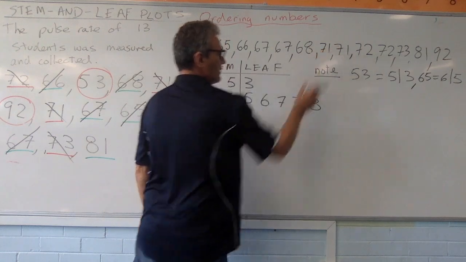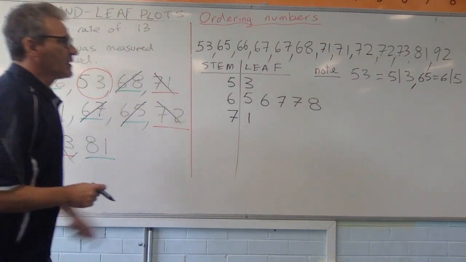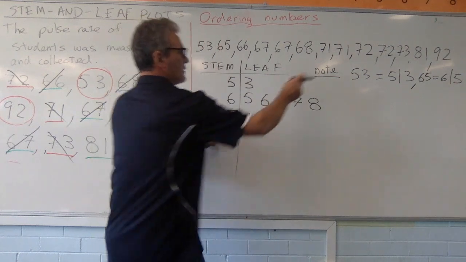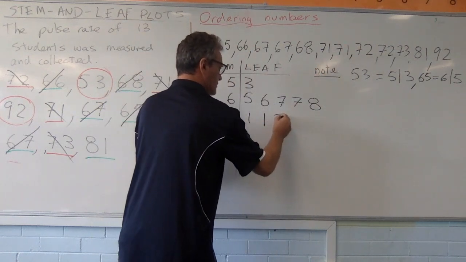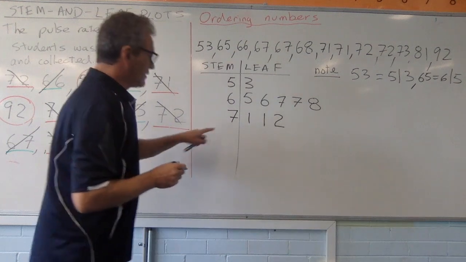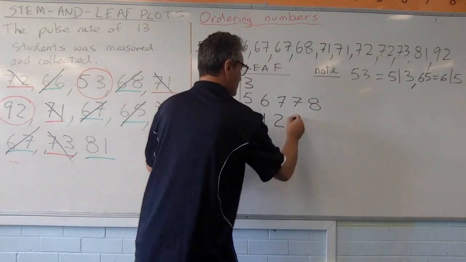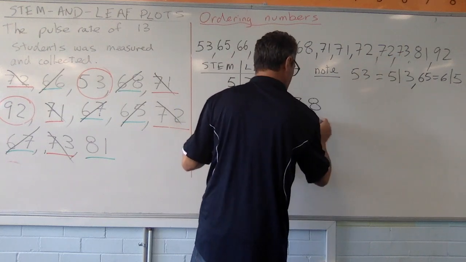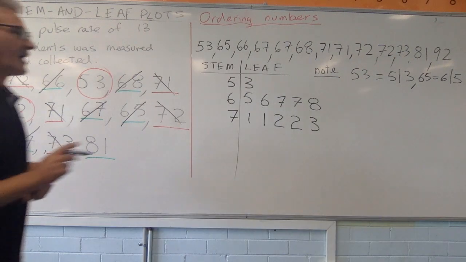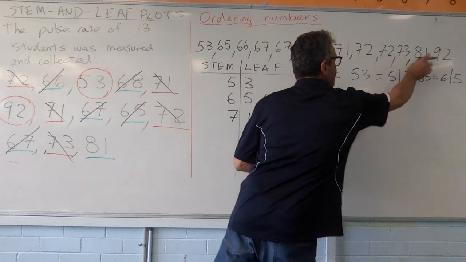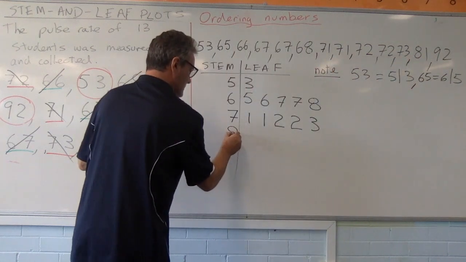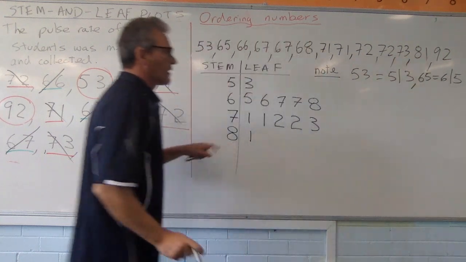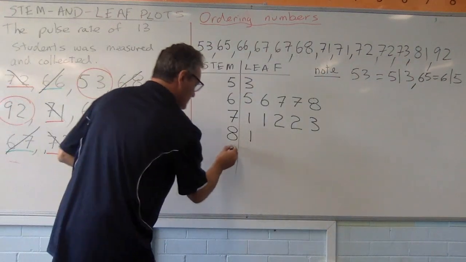That's 71. I think you understand that. Next number, another 71, so we've got another 1 there. Next one, a 72, put a 2 there. Another 72, bang, put a 2 there. And a 73, last 70. Alright, 80. There's only one number in the 80s, it's 81. Stem is 8, leaf is 1. 81 equals 8 | 1. And the last number is 92.